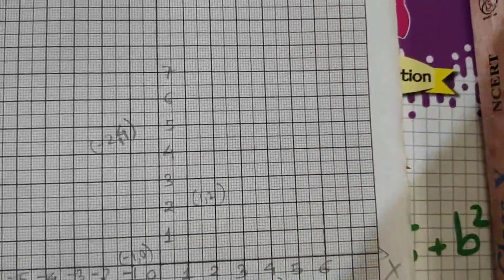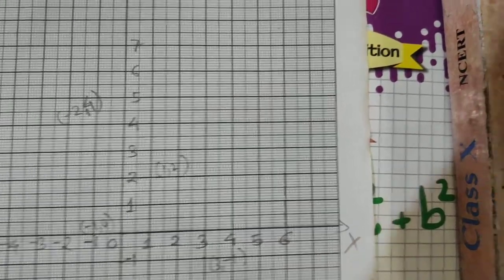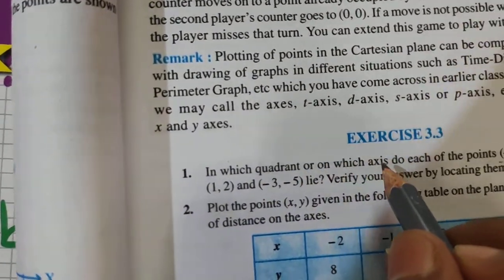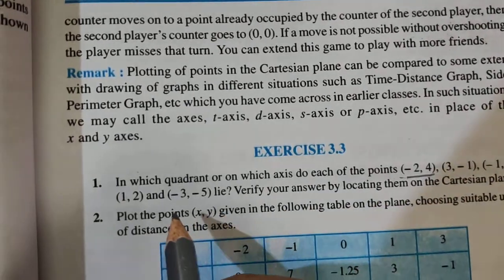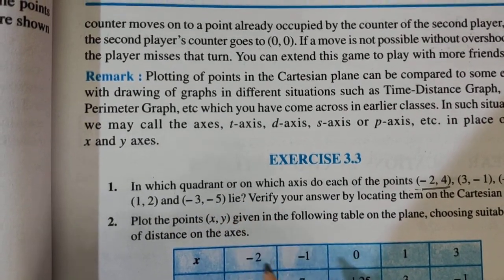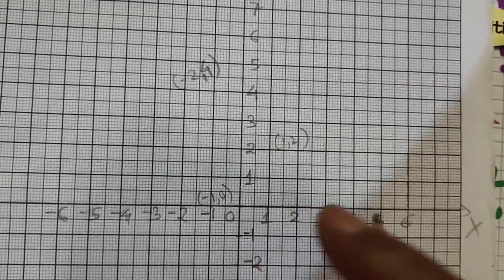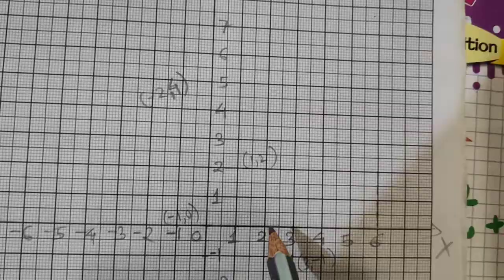Now, here in the question it is asked in which quadrant or on which axis do each of the points minus 2, 4; 3, minus 1; minus 1, 0; 1, 2; and minus 3, minus 5 lie. Verify your answer by locating them. We have located them, isn't it? Here on the board I have shown you, and here also I am showing you.